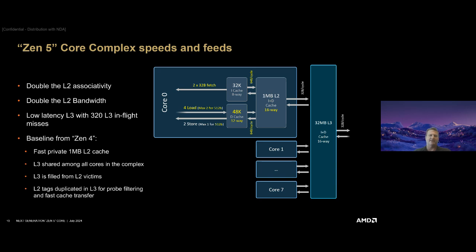But we do duplicate the tags so that if there's a miss in core 0, it won't be in the L3 because that's a victim cache, but it's in core 7. We can quickly go down to core 7 within the complex and deliver the data back to core 0.